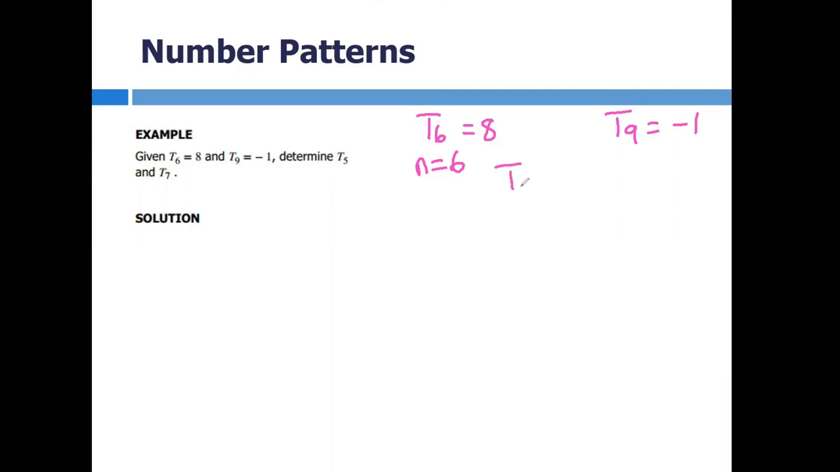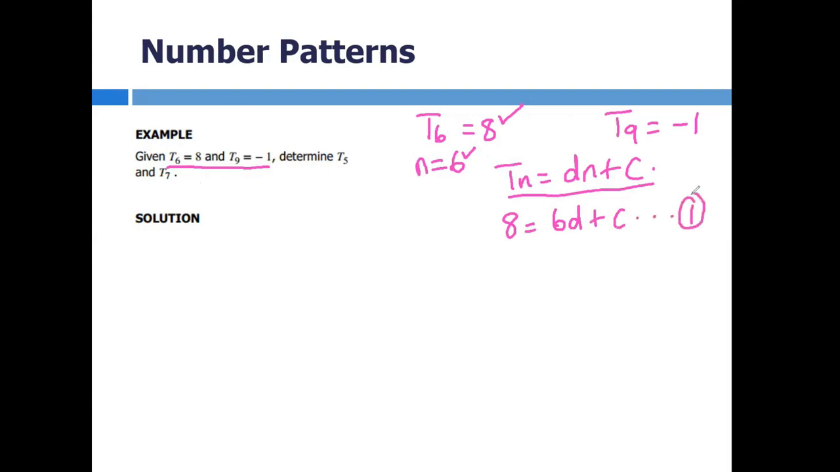We know our general term is Dn plus C, agreed? So with Dn plus C, in this case, we know n and we know the term. So can we create simultaneous equations? The moment you see this, you create simultaneous equations. So you are going to create your first equation, substitute in here. Wherever you see n, replace with 6, T6 is 8. Then we are going to go 6D plus C. We will call this equation number 1.